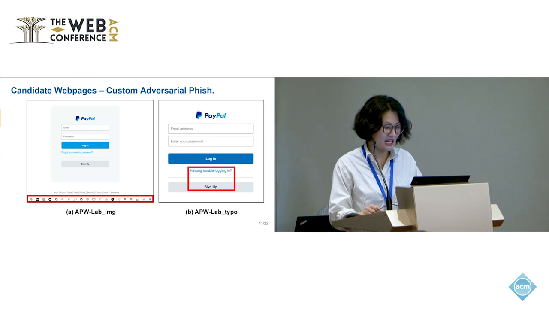In the first one, we inserted some perturbations. For example, in the first one we inserted small icons into the photo, and in the second one we randomly inserted some typos.